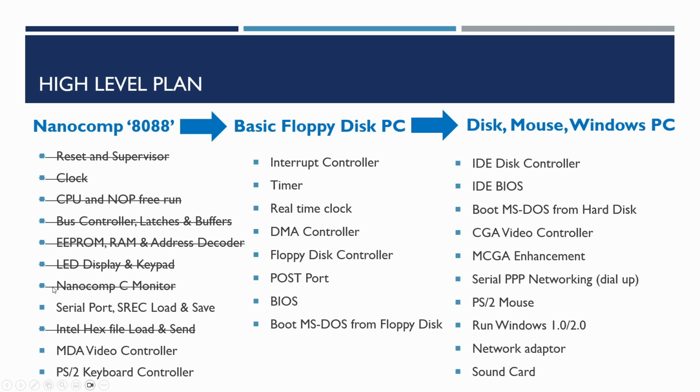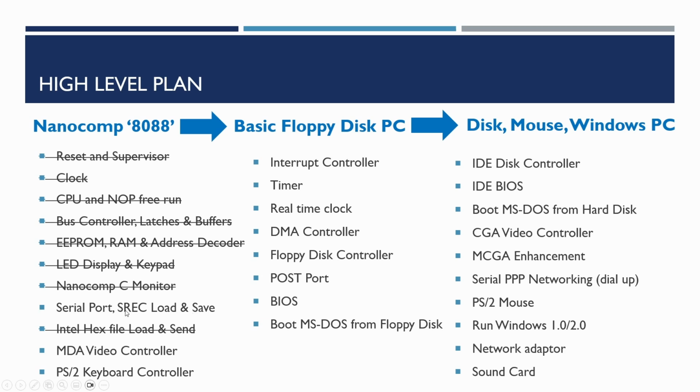So that's the Nanocomp monitor now working. In the next video, what we're going to be looking at is adding a serial port and converting the load and save routines so we can load and save SREC. The NASM assembler that we're using for the 8088/86 code is also capable of outputting SREC. So one of the steps that I had thought I needed to do is converting that code to use the Intel hex file format. I don't really need to do that because we can use SREC anyway using that assembler.